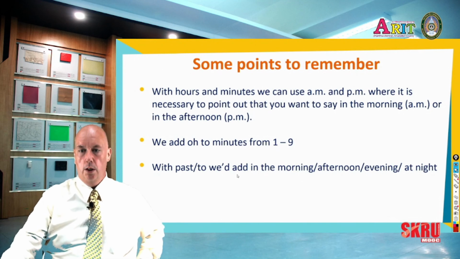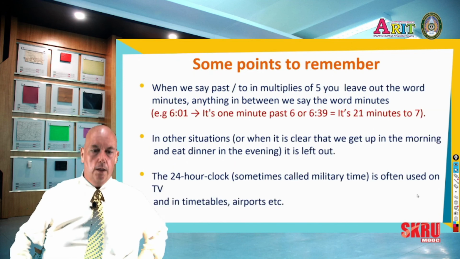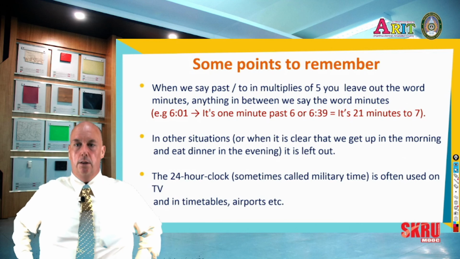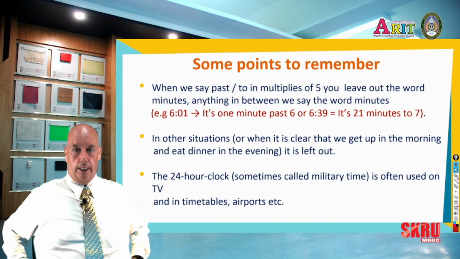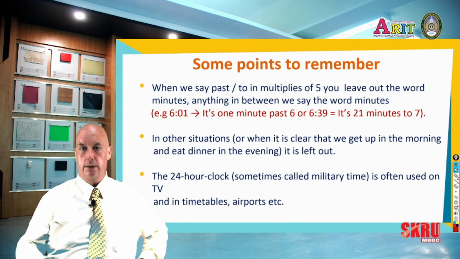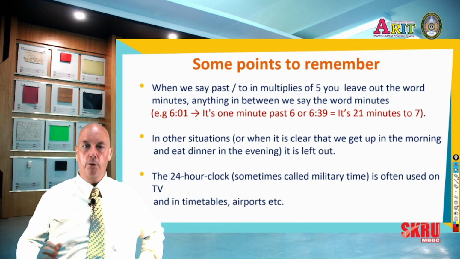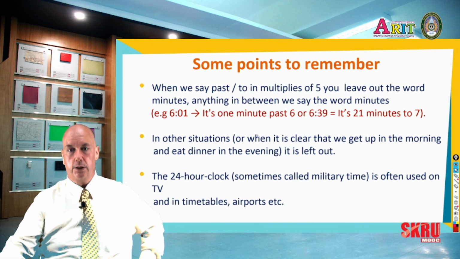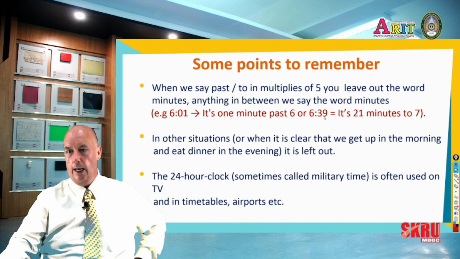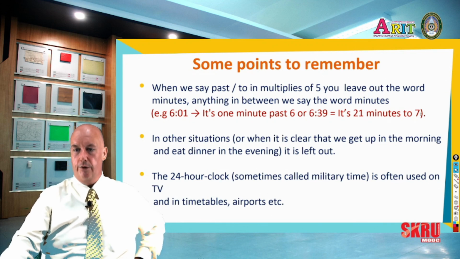With past and to, we'd add in the morning, in the afternoon, in the evening, at night. It's 4 o'clock in the afternoon. It's 4 o'clock in the morning. When we say past or to in multiples of 5 minutes, we leave out the word minutes. We just say it's 5 past, it's 10 past, it's quarter past. But if we're more specific, for example 6:01, it's 1 minute past 6, or 6:39, it's 21 minutes to 7.